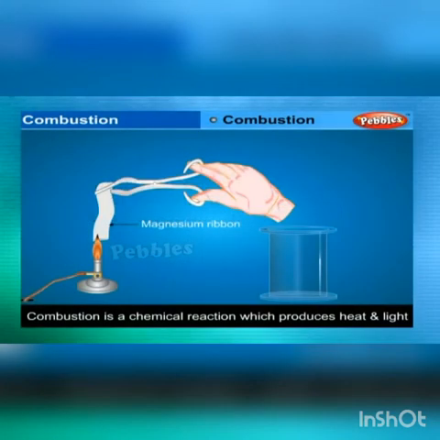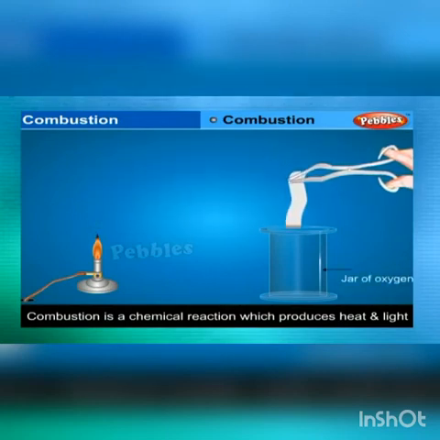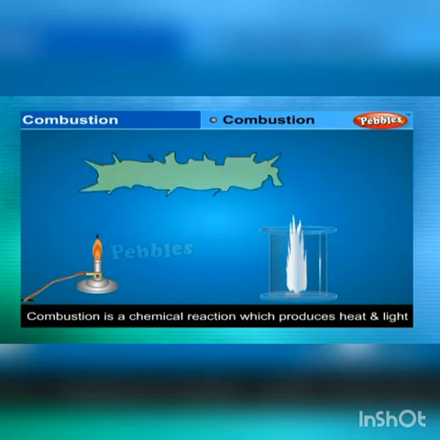Combustion is a chemical reaction in which heat and light are produced. Example, heated magnesium ribbon, when introduced into a jar of oxygen, burns, producing heat and dazzling white light. 2Mg + O2 gives 2MgO + heat, light.